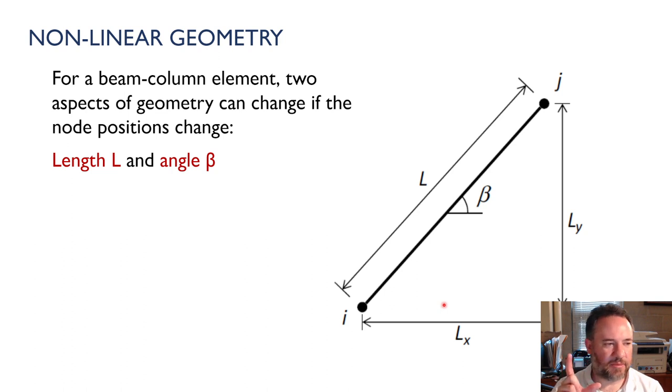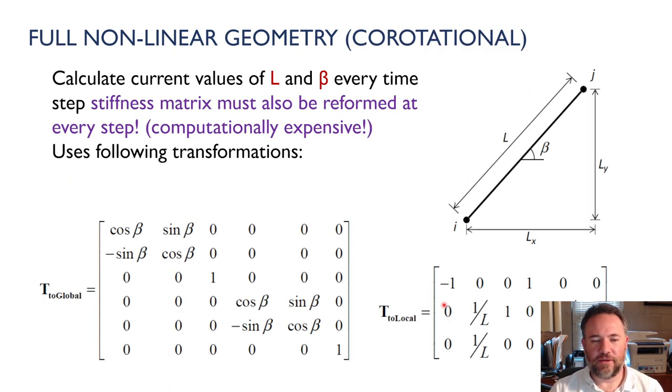One is the length, as I mentioned before, and the other is the angle. The angle with respect to the global coordinate system, basically. Okay. So if I do a full nonlinear geometry, then these are what the matrices look like. Remember I said there's sines and cosines. These are to rotate things, right?